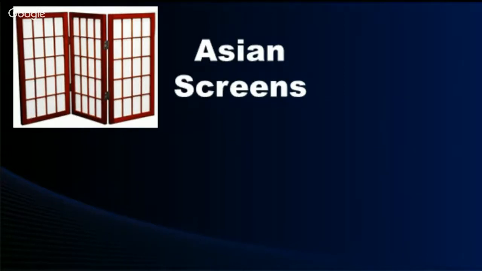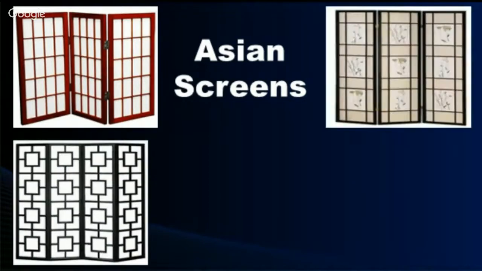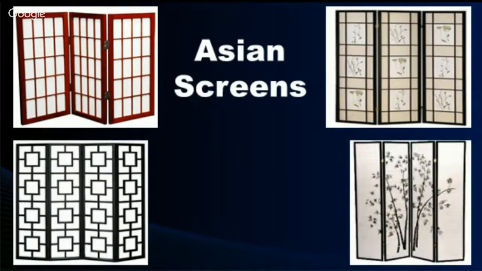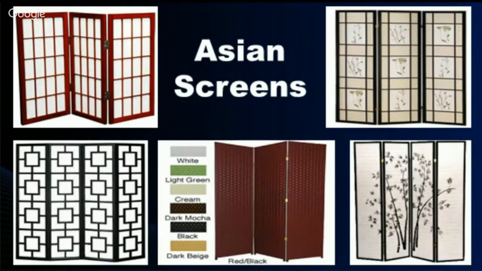Okay, so the Asian screens are very, very helpful. They come in all kinds of colors and all kinds of designs. The good thing about them is that you can use them as room dividers, and they're decorative. They go anywhere from $50 or $60 to hundreds of dollars depending on how fancy you want to get. But the one in the upper left corner here is very easily found. As a matter of fact, that's what I have.